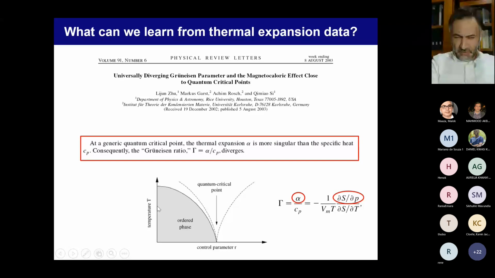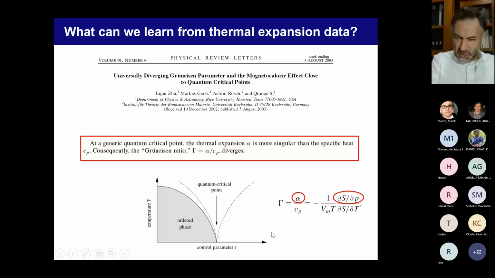You cool down the system close to 0 Kelvin, and you tune the control parameter. By doing so, you go from an ordered phase, for instance an antiferromagnetic phase, and you apply a field and cross a region which corresponds to a critical field. This point is the so-called quantum critical point.